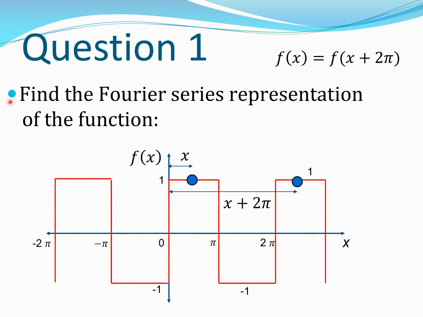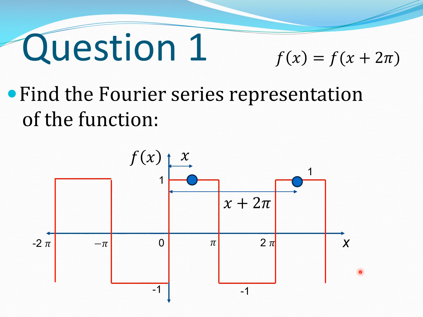So the question I have here is: find the Fourier series representation of this function. This is a typical step function, and you can see here that if we plot this function f of x with respect to x, it is 1 at a certain point, then it becomes -1, then again it becomes 1, and so on. And this function has a period of 2 pi.